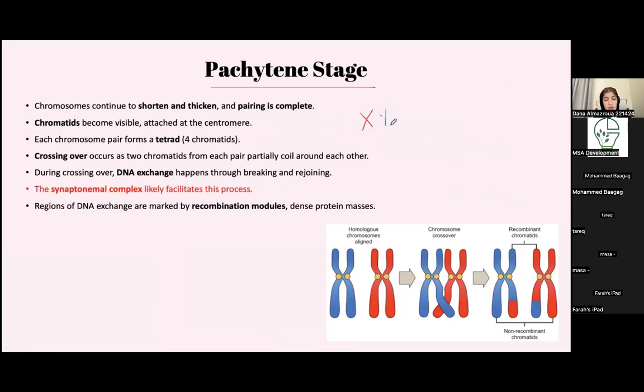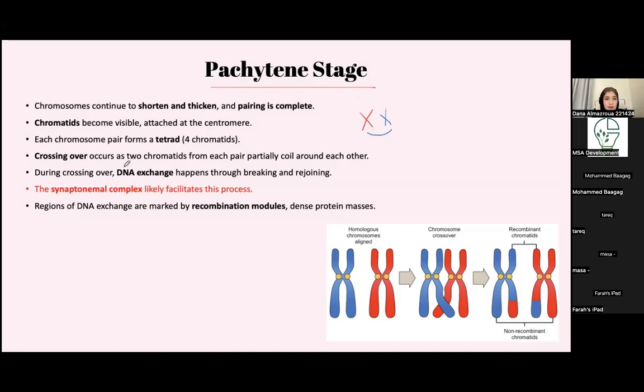We can either call them a bivalent, and when we say bivalent, we mean there are 2 chromosomes that are made of 4 chromatids. But in the context of chromatids, we can call it a tetrad. Tetra means 4. So we have 4 chromatids, but they're all referring to the same structure. It's the same structure, just different names for the same structure.